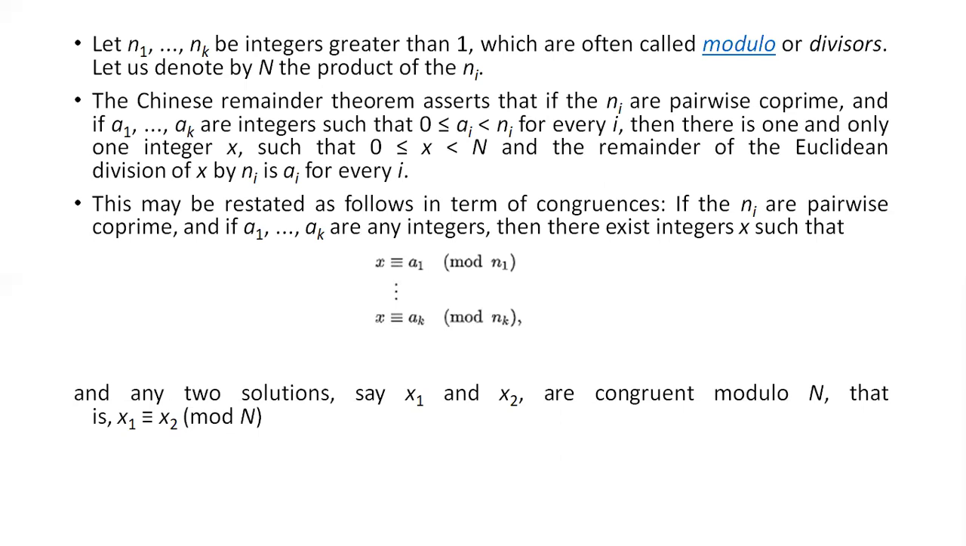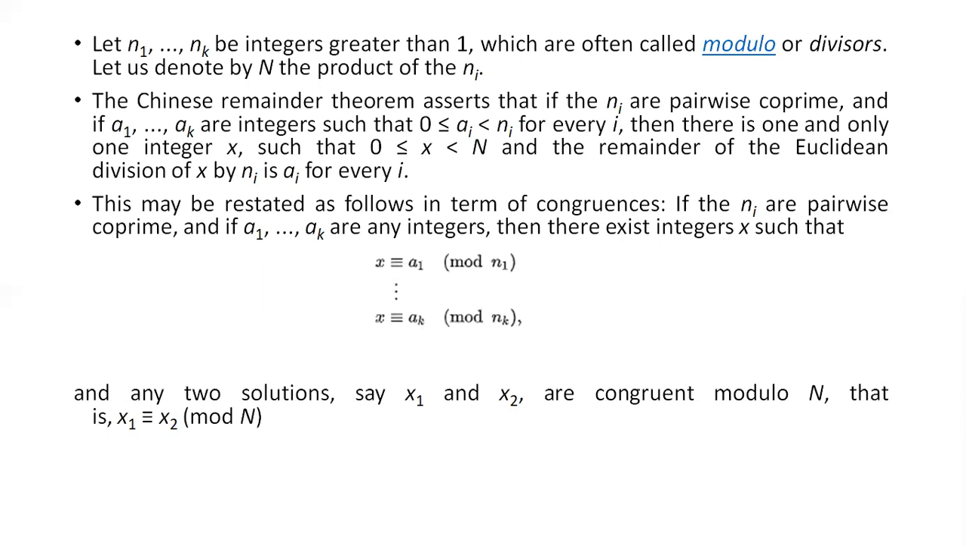So n can be expressed as the product of n1, n2, etc., which are called the divisors of the given number n. The Chinese remainder theorem states that if each of these ni are pairwise co-prime, that means n1 is co-prime to n2, n1 and n3 are co-prime, and any two such ni you take are co-primes.